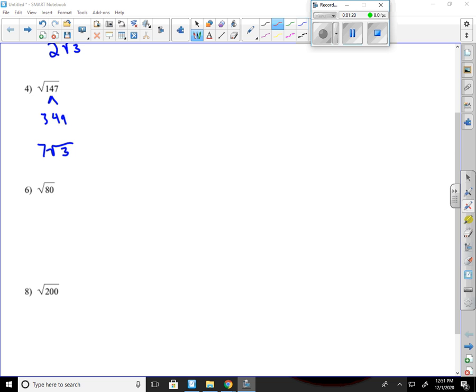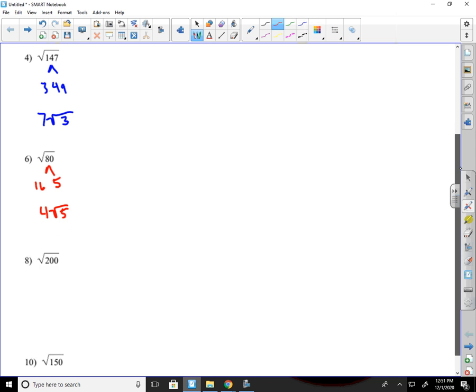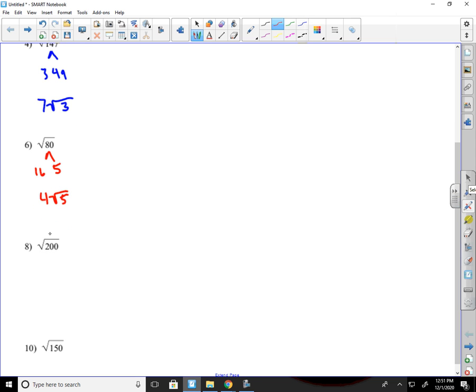All right, breaking down square root of 80, I'm going to go 16 and 5, just because I know that that's a perfect square. That'll give me 4 root 5. 200 breaks down to 100 and 2. 100 is a perfect square, or 10 times 10. Got the pair that comes out in front, 10 root 2.